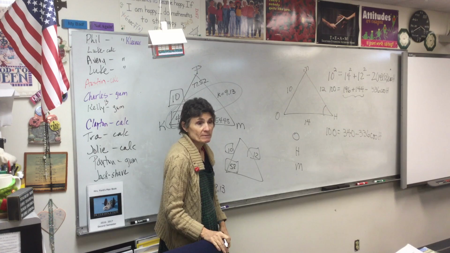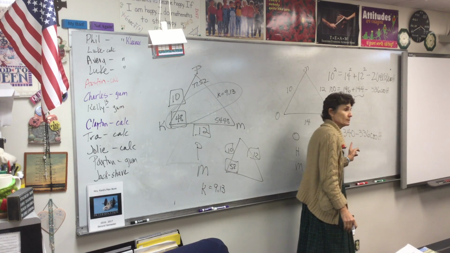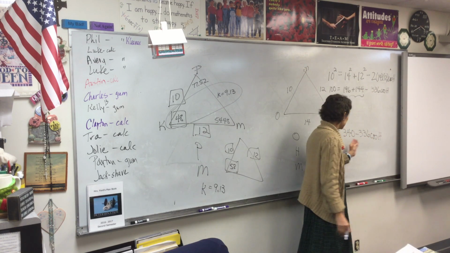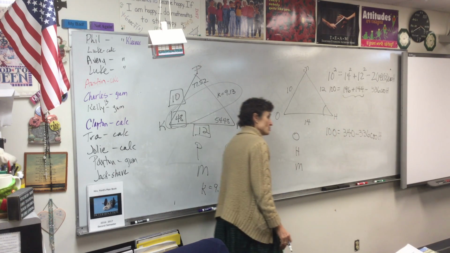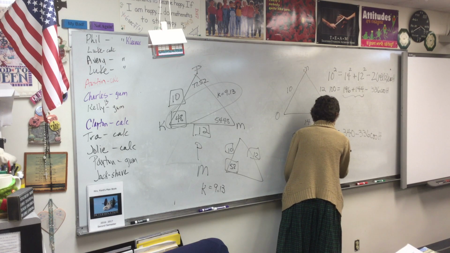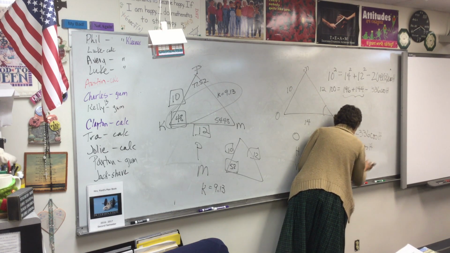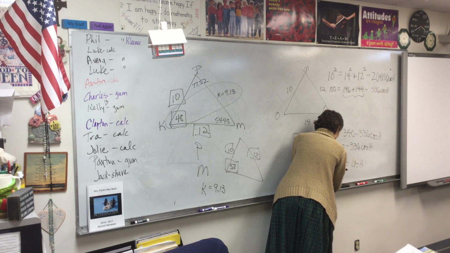Here's the place where we make mistakes. Can these two be subtracted? No, they are not like terms. This one has a cosine hook to it. These are separate. You cannot put them together. So what are you going to do to continue solving? Subtract. So you're going to have negative 240 equals negative 336 cosine H. So cosine H equals 240 over 336.